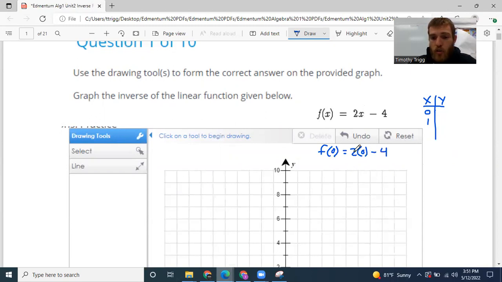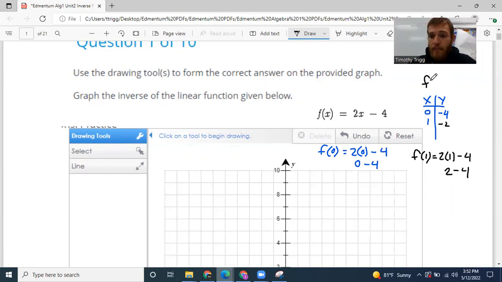So what does this equal? 2 times 0 is 0. 0 minus 4 is -4. Great. So 0, -4 is a point on this function. Let's find another point. Here I'm going to replace the x with 1. So I'm going to find f of 1. This is going to be 2 times 1, again replacing the x with this x coordinate, minus 4. This becomes 2 minus 4, which is -2. So this function will have these coordinate points, 0, -4, as well as 1, -2.